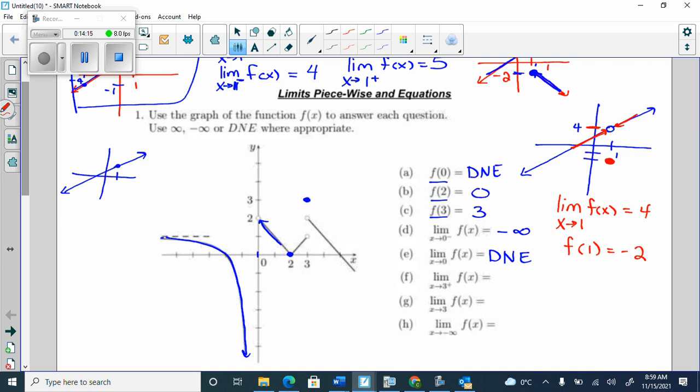Now, the limit as x approaches 3 from the right. 3 from the right. So from the right means I start on the right and I approach it from the right. What's it approaching? 2. The limit as x approaches 3 from the left. Wait, it's not on there. What is it, though? 1. Do they approach the same thing? No, so what's the limit at just 3? Does not exist.